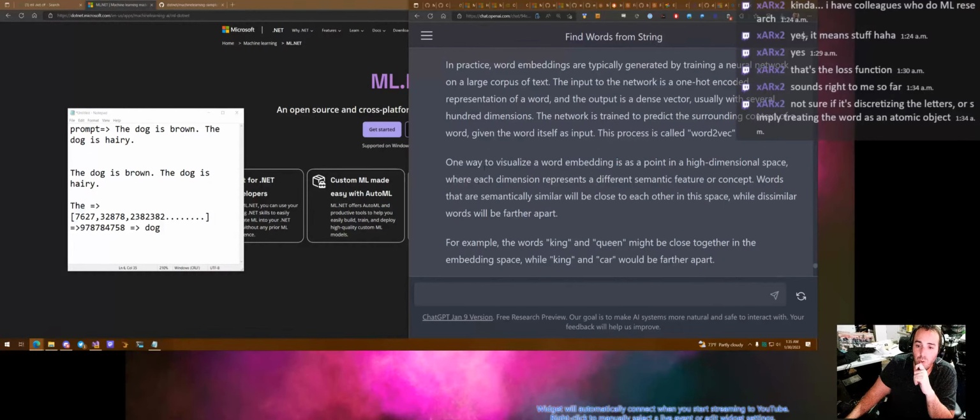One way to visualize a word embedding is a point in a high dimensional space where each dimension represents a different semantic feature or concept, right? So in our problem before, not sure if it's discretizing the letters or simply treating the word as an atomic object. So I actually asked that question. I asked a very similar question.